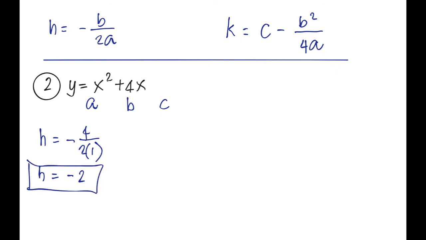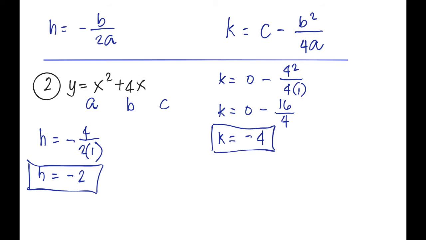Next, let's get our k. So k is equal to 0 because our c is a 0 from our given example, minus our b, which is 4, squared over 4 times 1. So k is equal to 0 minus 16 over 4. And k is equal to negative 16 over 4, and that is a negative 4. That is our k.